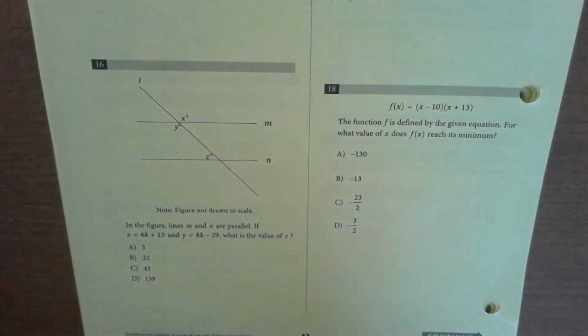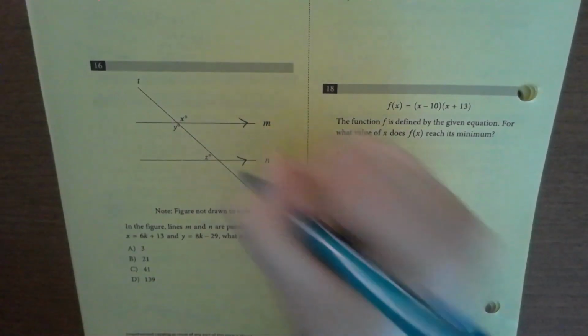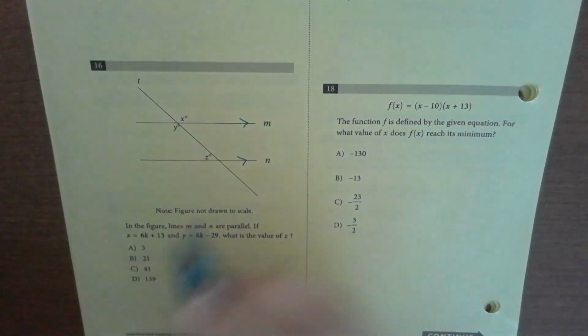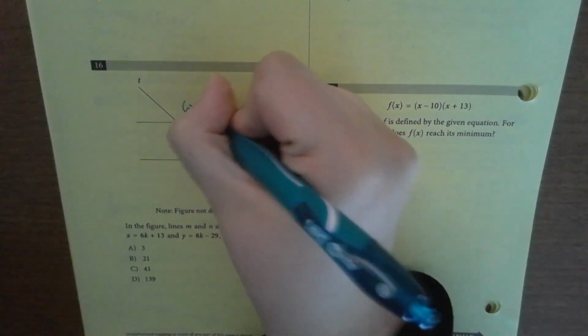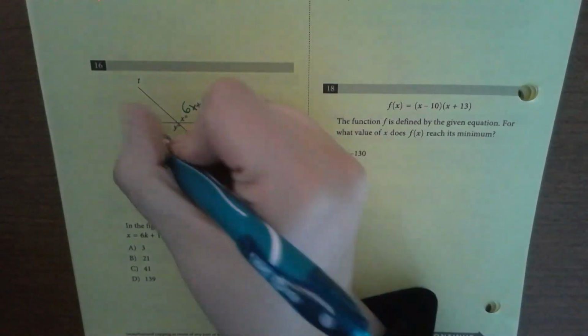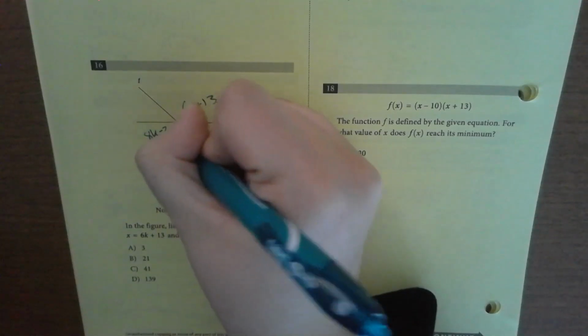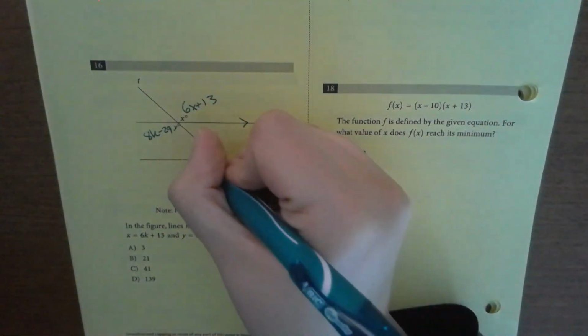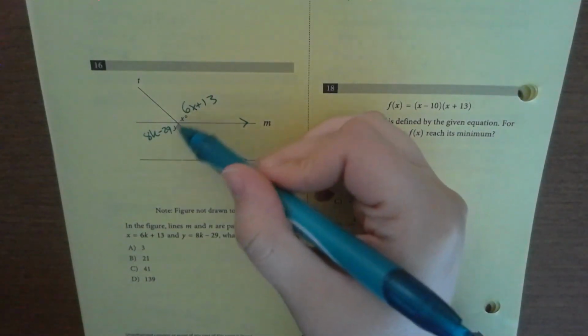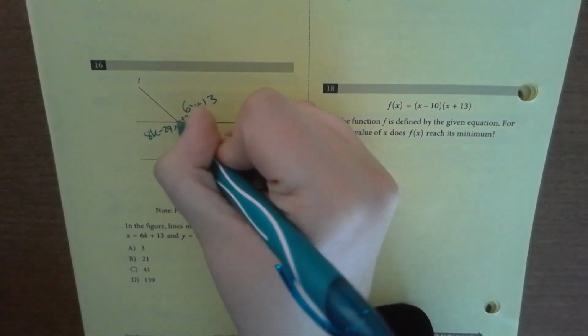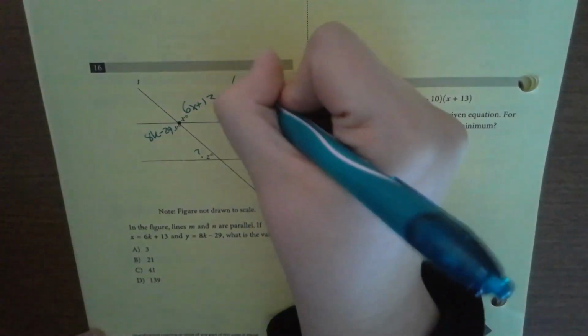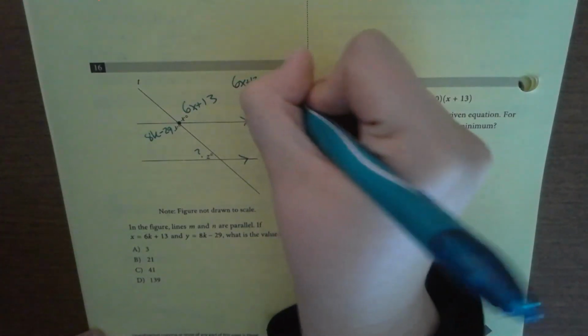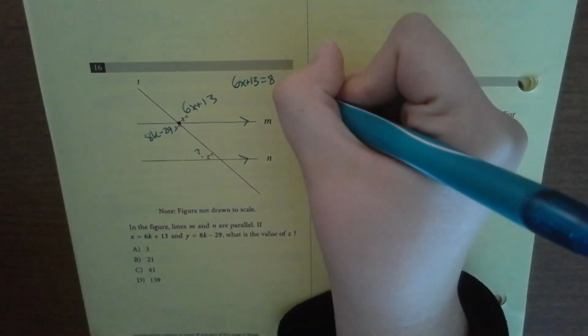Figure lines M and N are parallel. They are never going to touch. If x equals 6x plus 13 and y equals 8x minus 29, what is the value of z? So x and y are vertical angles because they only share a vertex, and vertical angles are always equal. So 6x plus 13 equals 8x minus 29.